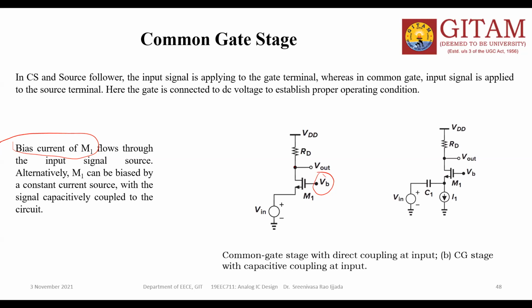For that, a biasing voltage is applied. A fixed bias voltage is applied to the gate. Because of this, bias current flows in the M1 device that I showed here. How much is flowing? I1 current, that is how I am representing it. Understood or not? Okay, next one.